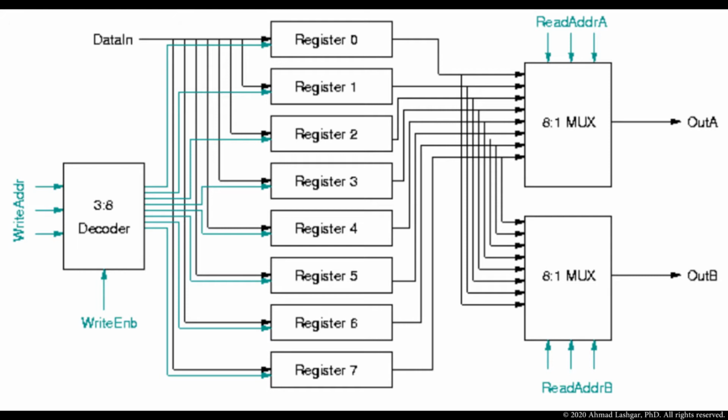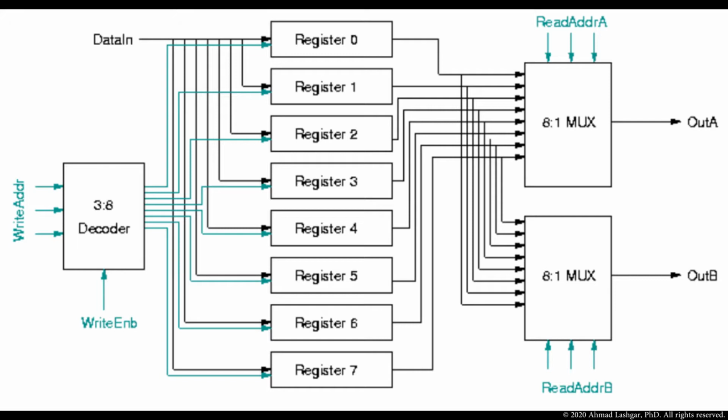We have 2 8-to-1 multiplexers. These are used to read 2 different registers at the same time. For this, we set a 3-bit read address A or read address B to read the operands.